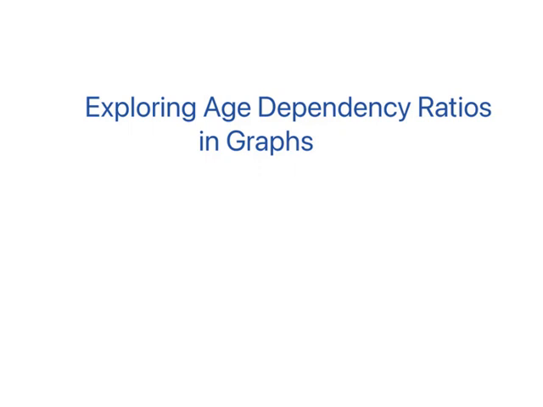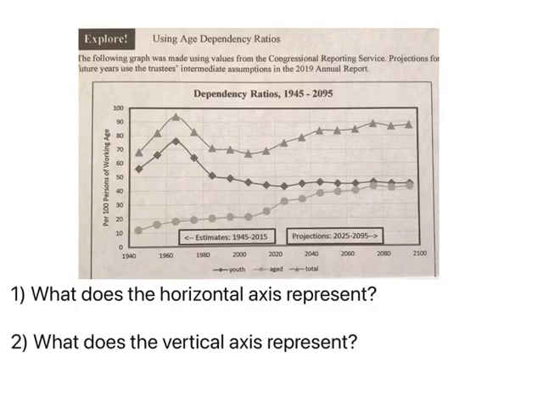Exploring age dependency ratios in graphs. It really should just be in graph. We just have the one. So anyway, we're going to look at this. We have dependency ratios from 1945 through the projected 2095.